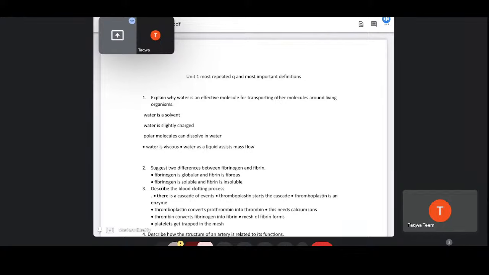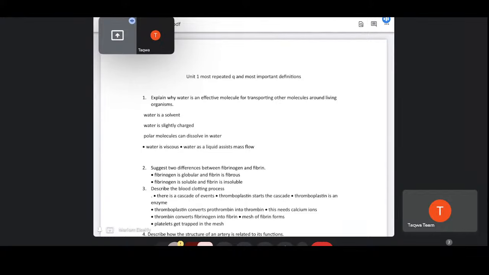So let's get started with one of the most important questions that you will ever see. It might come in fill in the blanks, theoretical question, or even MCQ question. It says, explain why water is an effective molecule for transporting other molecules around living organisms. You get to say because water is a solvent and that water is slightly charged and that the polar molecules can dissolve in water. Water is viscous and that the water as a liquid assists mass flow. So that's why water is an effective molecule.